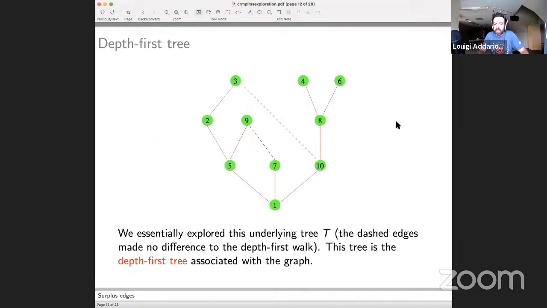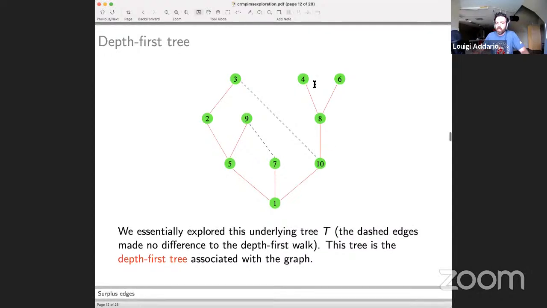Now the point is that this is really the tree we explored. There were these extra edges which didn't change the depth first queue process. Also, the edge between 4 and 6 could have been present, and that also wouldn't have changed the depth first queue process. Let's go through that picture again and think about all the places that we could have added extra edges without affecting the depth first tree, the tree explored by the depth first queue process.